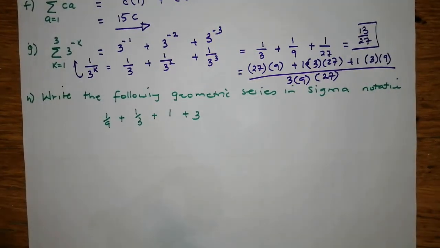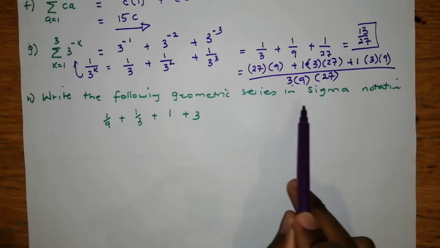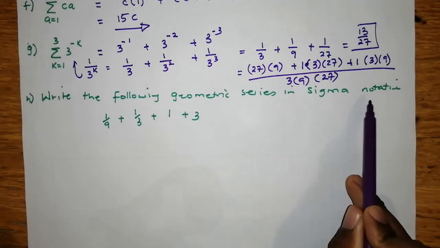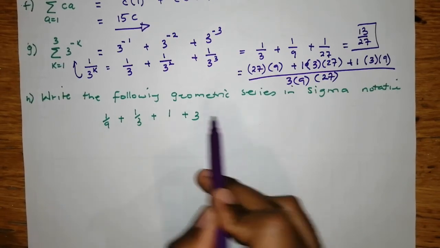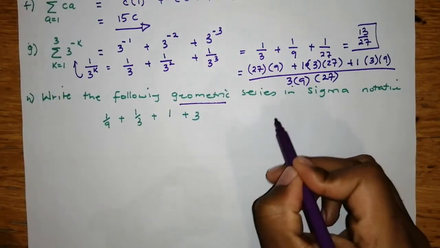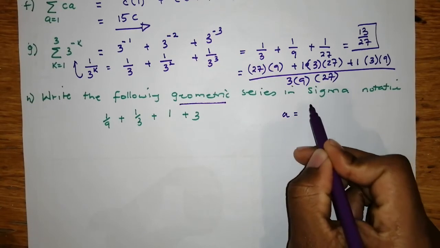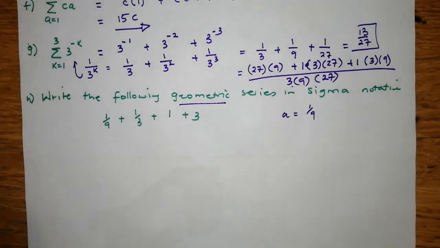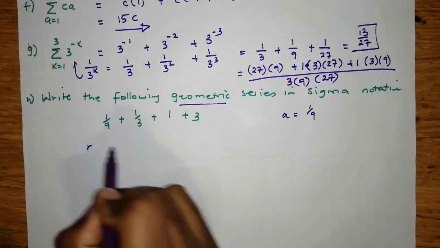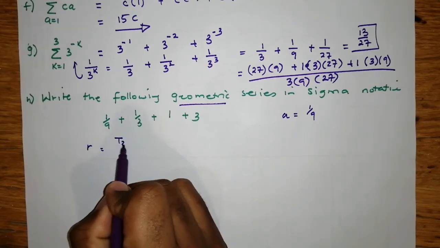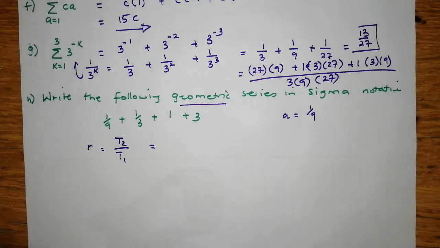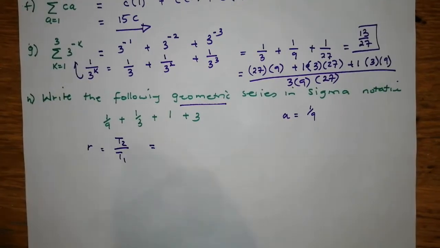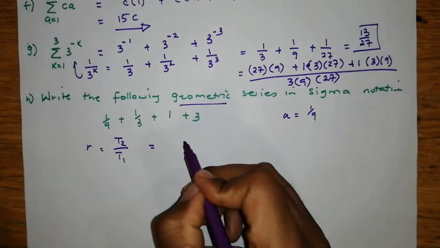Here we are told to write the following geometric series in sigma notation. There is a series that we are given, and we are told that it is geometric, right? So initially our A is 1 over 9. Since it's geometric, we know that R will be T2 divided by T1. This will be our R. We are told it's geometric. We are not testing anything now.